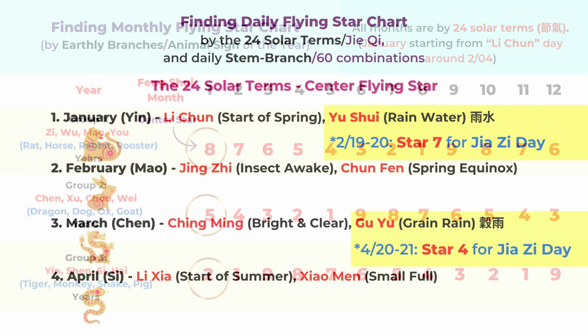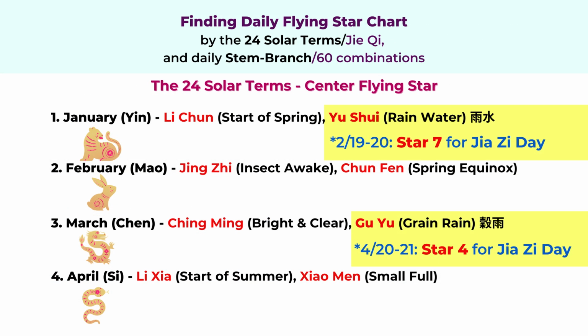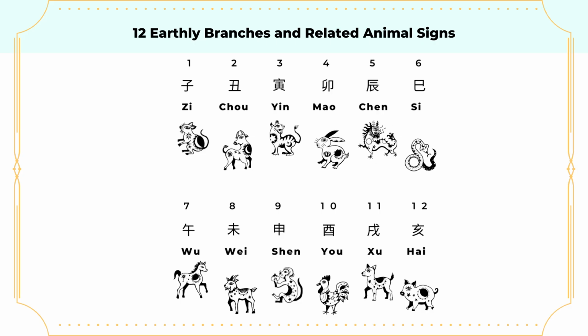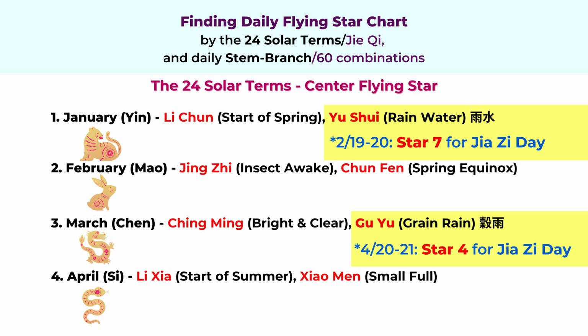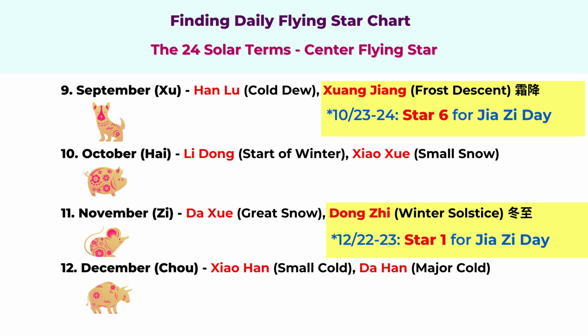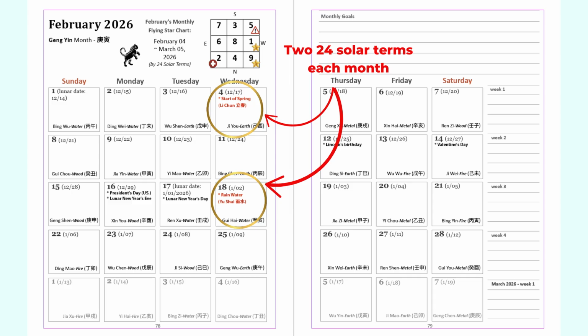Next, we will find the daily Flying Star chart. And this is also related to the 24 solar turns and the 60 stem branch combinations. Every day there is a corresponding stem branch name starting from the Jiazi day. Jia is the first heavenly stem and the Zi is the first of the earthly branches. To find the daily Flying Star, there are actually 6 groups by the 24 solar turns. And we know there are 2 solar turns in each month.